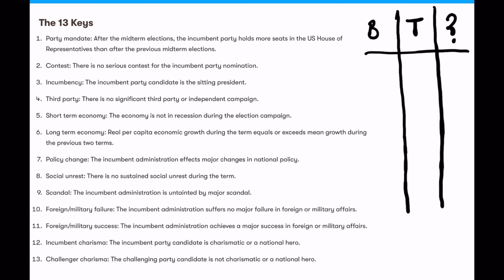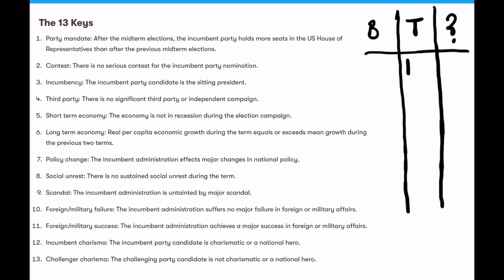So it says party mandate. After the midterm elections, the incumbent party holds more seats in the U.S. House of Representatives than after the previous midterm election. So, you know, the incumbent is talking about who is currently sitting in the White House and who that party is. So that is not a tick in favor of the incumbent in the White House.